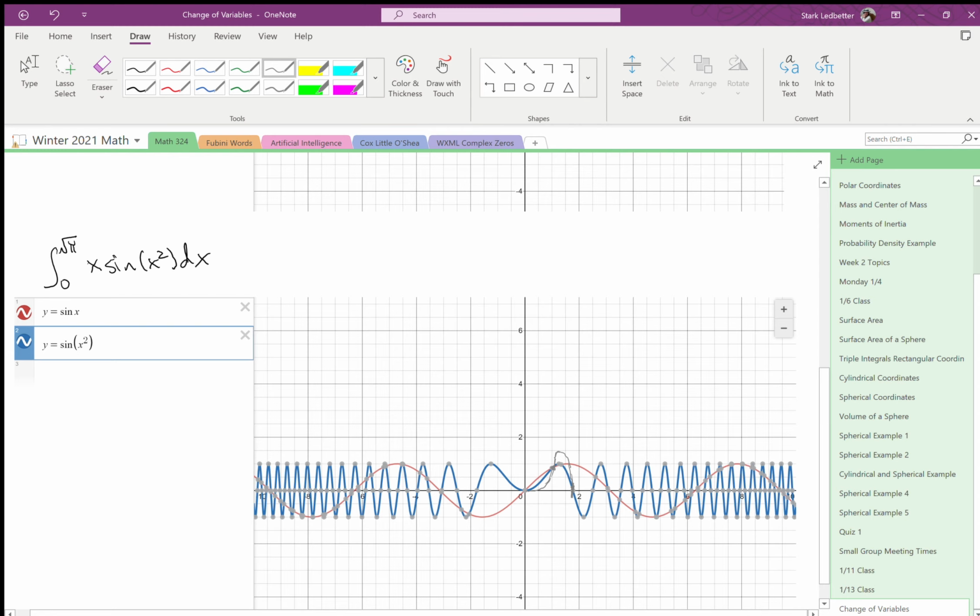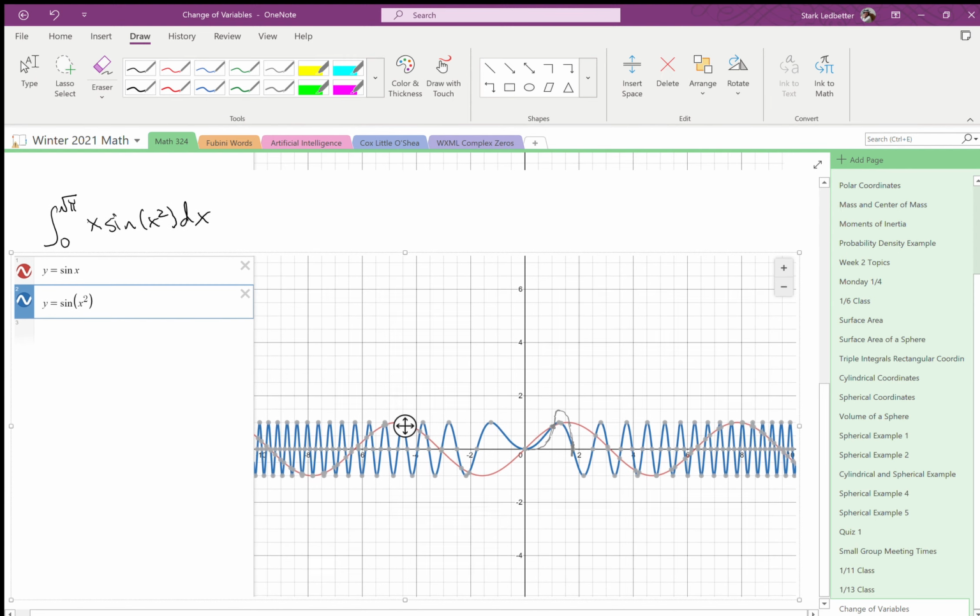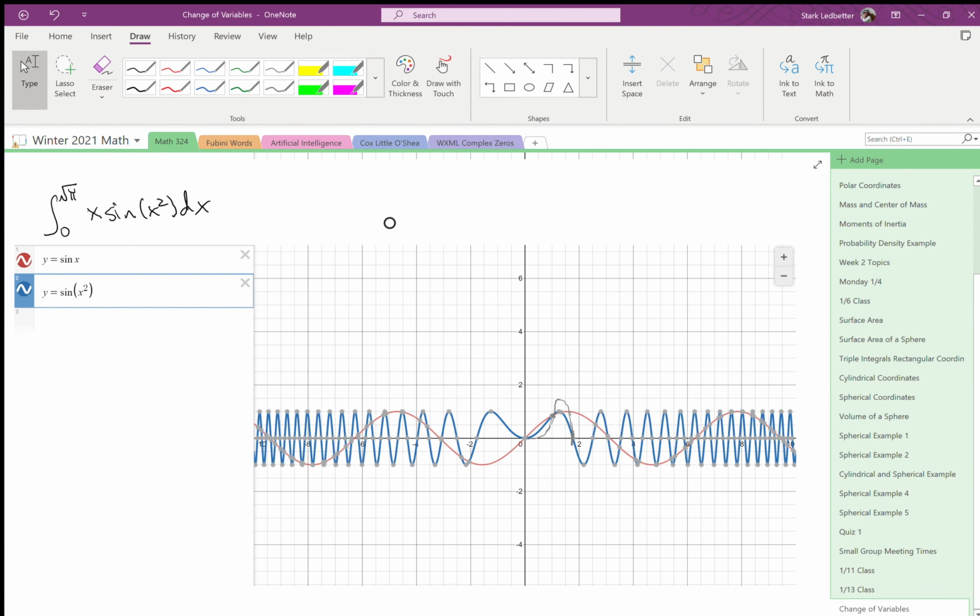So I'm actually trying to find the area under the gray curve. But for ease of stretching, I can look at the area under the blue curve. And again, I don't know how to do that. I do know how to find the area under the red curve still. We'll call this sine u. But this time we have u equals x squared. So then du is 2x dx.